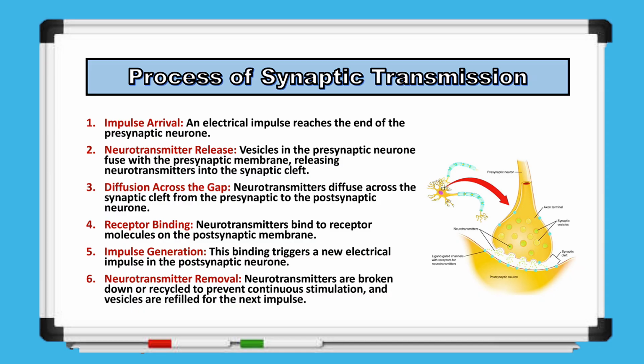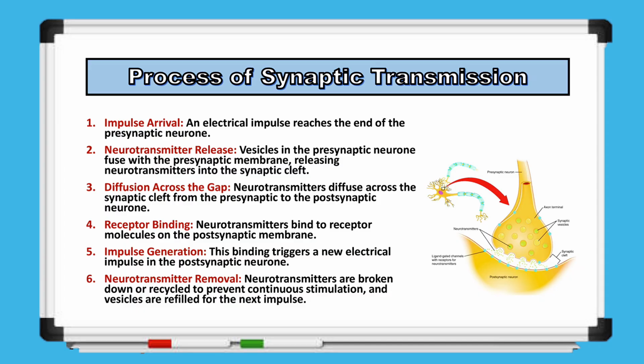Second, neurotransmitter release takes place. Synaptic vesicles present in the presynaptic neuron fuse with the presynaptic membrane and release neurotransmitters into the synaptic cleft. Third, diffusion across the gap happens when the neurotransmitters move across the synaptic cleft from the presynaptic neuron to the postsynaptic neuron. Fourth, receptor binding occurs when neurotransmitters attach to receptor molecules located on the postsynaptic membrane. This interaction activates the postsynaptic neuron.